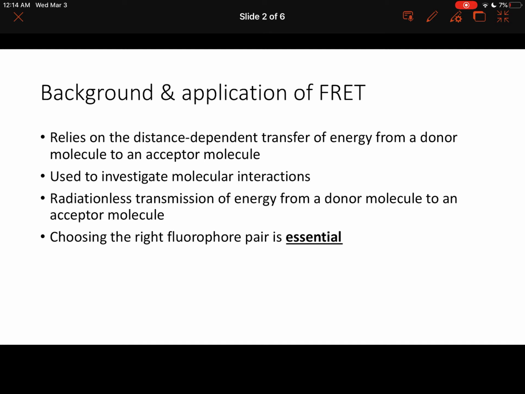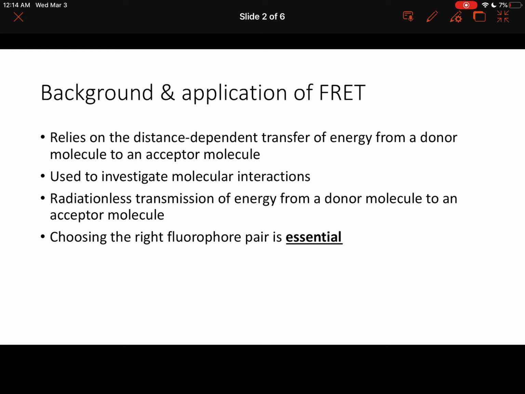So, to start off with some background information and the actual application of FRET, what is it? It's basically a distance dependent physical process by which energy is transferred non-radiatively from an excited molecular fluorophore to another fluorophore. This happens via intermolecular long-range dipole-dipole coupling. This is a tool used for determining the distance between two fluorophores, and it is a non-radiative transfer of energy.